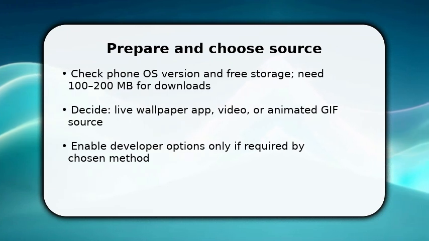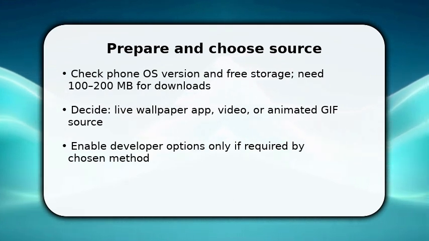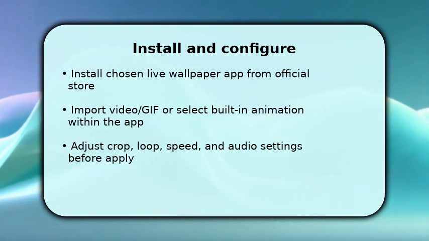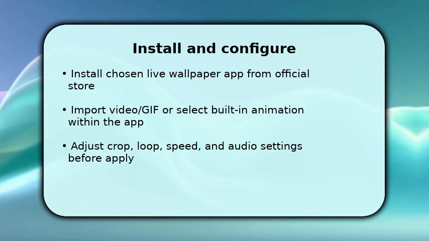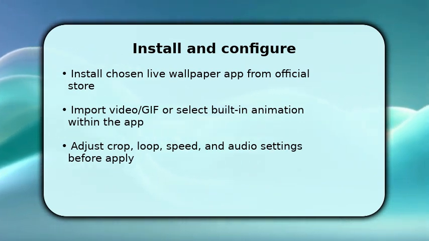Then download or transfer the file to your phone and grant the app permission to access storage so it can import your chosen media. Open the app and import your prepared media. If you chose an app preset, browse categories and pick one that matches your home screen layout. Next, crop to the phone's aspect ratio, 16:9 or device native, so movement stays centered.